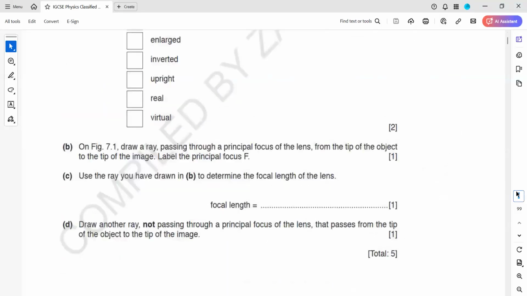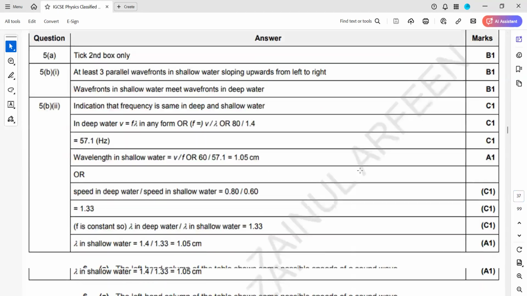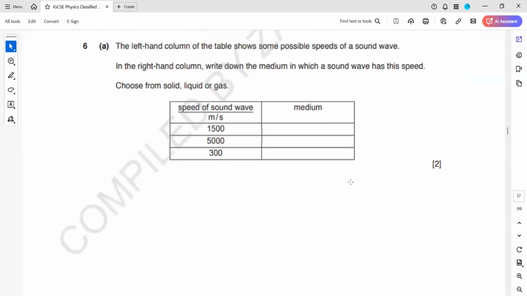So we'll start with page 37. On page number 37, the left-hand column, these questions are related to topic 3, that is the waves. The left-hand column of the table shows some possible speeds of the sound wave, as you can see. In the right-hand column, write down the medium, 1500.